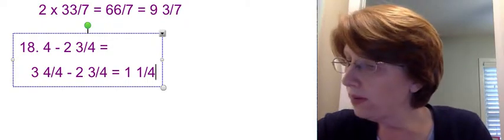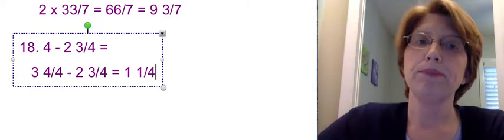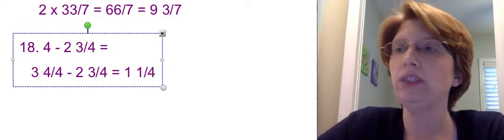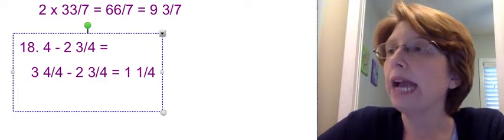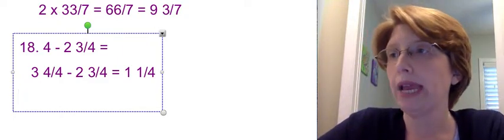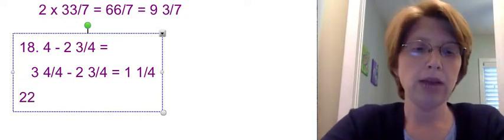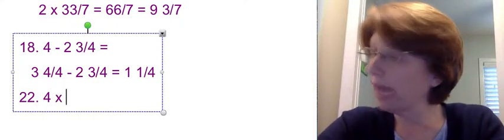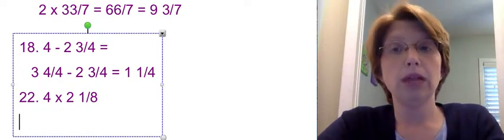Okay. Look at the word problems with me. 22. On Saturday, Mrs. Elliott bought 4 packages of hamburger meat on sale. Each package weighed 2 1/8 pounds. How many pounds of meat did she buy? So, what kind of problem is that going to be? She bought 4 packages and they were each 2 1/8. So we're going to multiply, right?